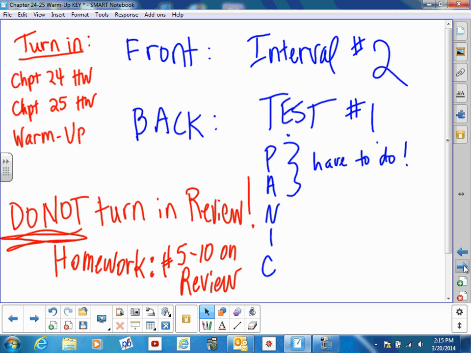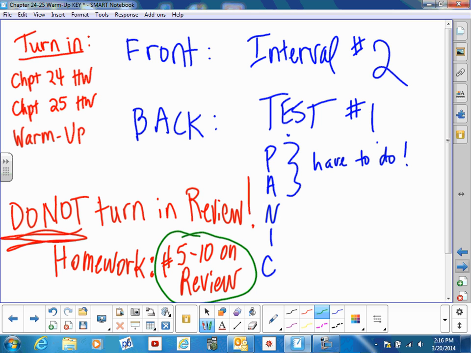All right, when I hand you your quiz, I need to give you some information about what you do on the quiz, because you are not going to completely do the front and the back. You're going to do part of the front and part of the back. So I'll fill you in on that in a minute. But turn in your homework 24, homework 25. I'm going to come around and stamp you for your warm-up and your reviews, numbers 1 through 4 you did. Homework, do not turn in the review. Make sure you don't turn that review in. Your homework tonight is numbers 5 through 10 on the review.